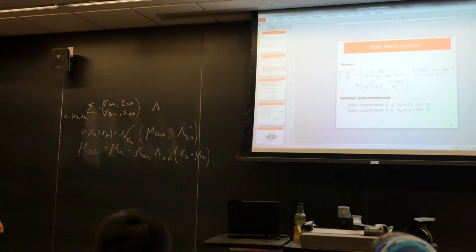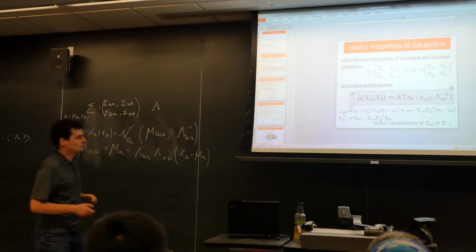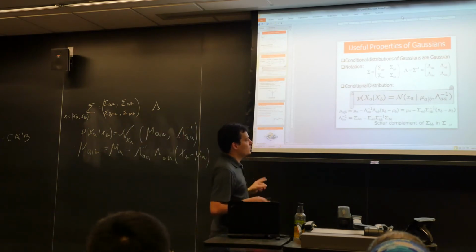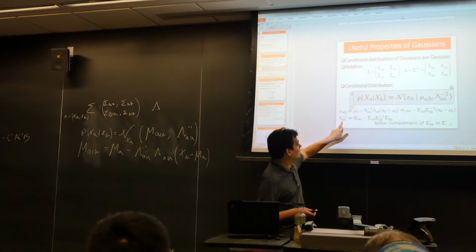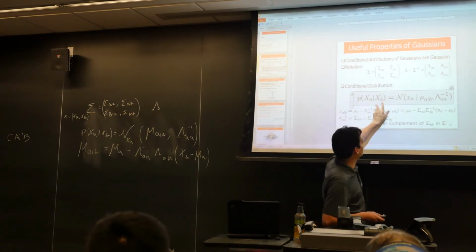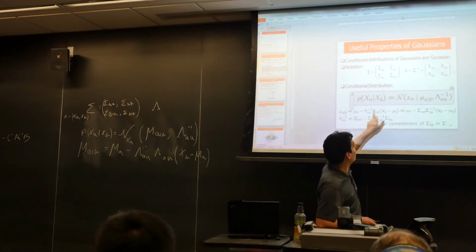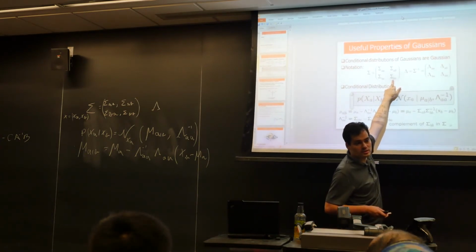So maybe I write this here. We have a matrix with blocks A, B, C, D. Then the Schur complement of the block A is just D minus C times A inverse B. What's important for us here is that the new covariance matrix of this conditional distribution is just the Schur complement of this block in the original covariance matrix.